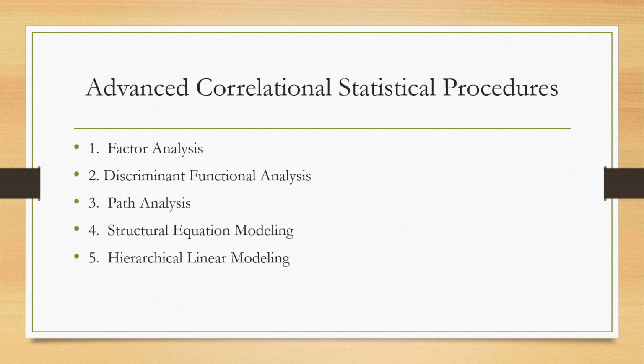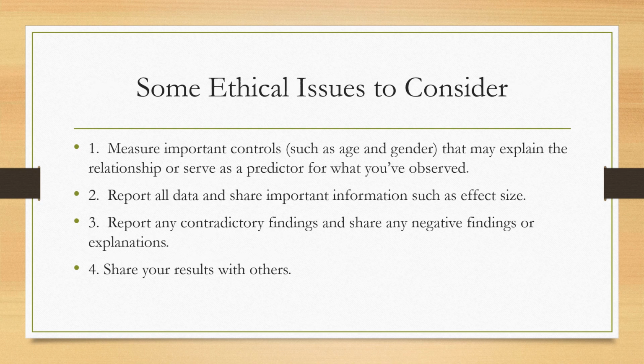There are also more advanced correlational statistical procedures available to researchers. These are listed and briefly described in your textbook on pages 355 to 356.